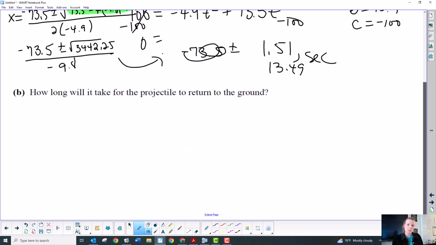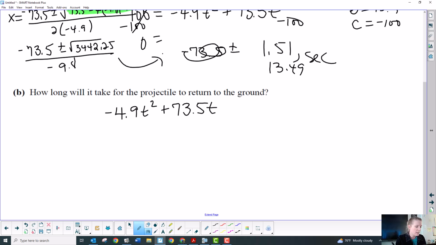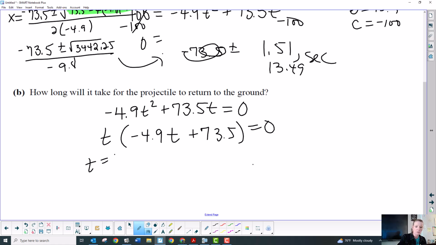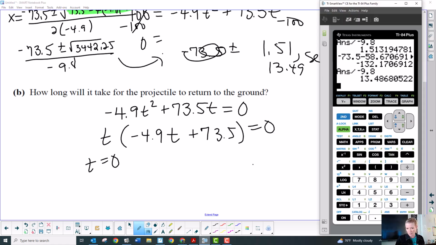How long will it take for it to return to the ground? That's where we take our original formula, the negative 4.9t squared plus 73.5t, and we set it equal to 0 because that's the ground. I'm going to factor out a t, and I get negative 4.9t plus 73.5. I set them both equal to 0. I get t equal to 0, and then I'm going to use my calculator again.